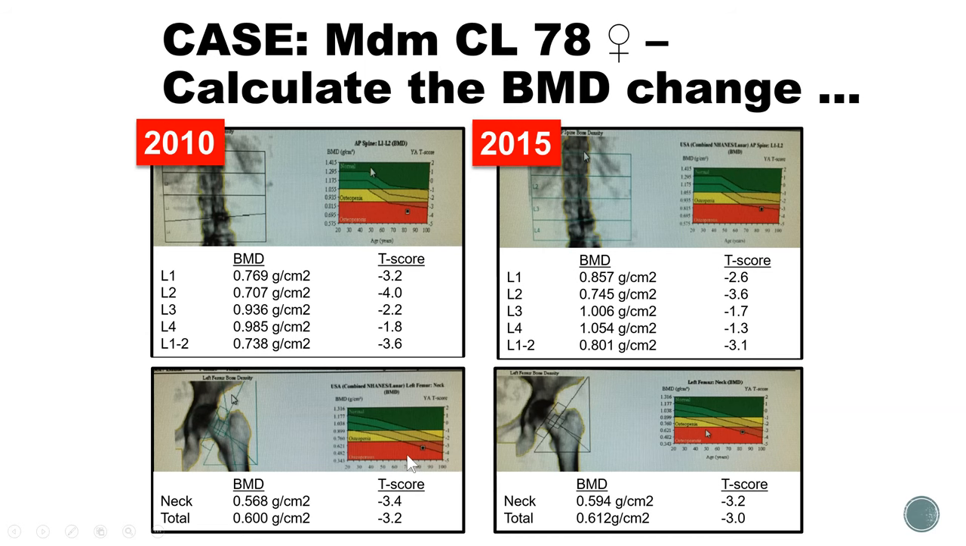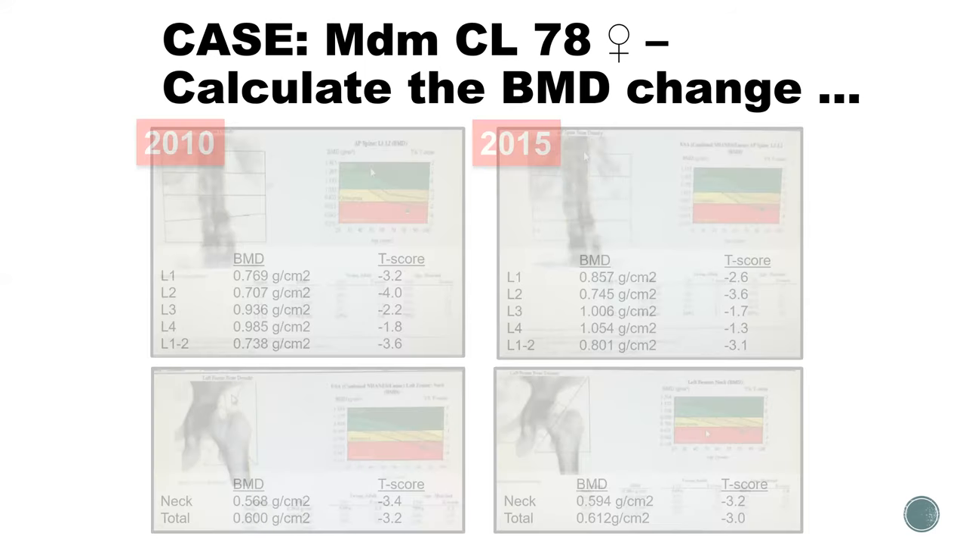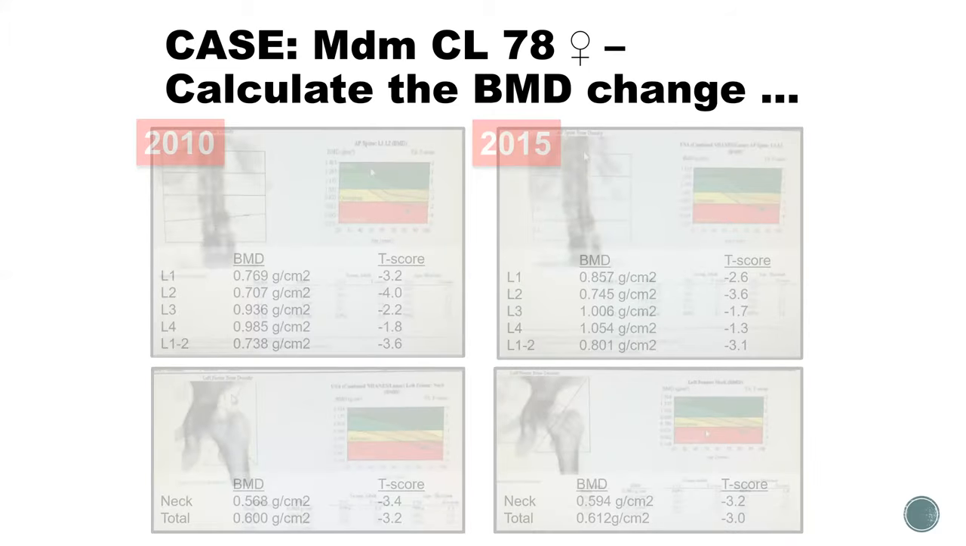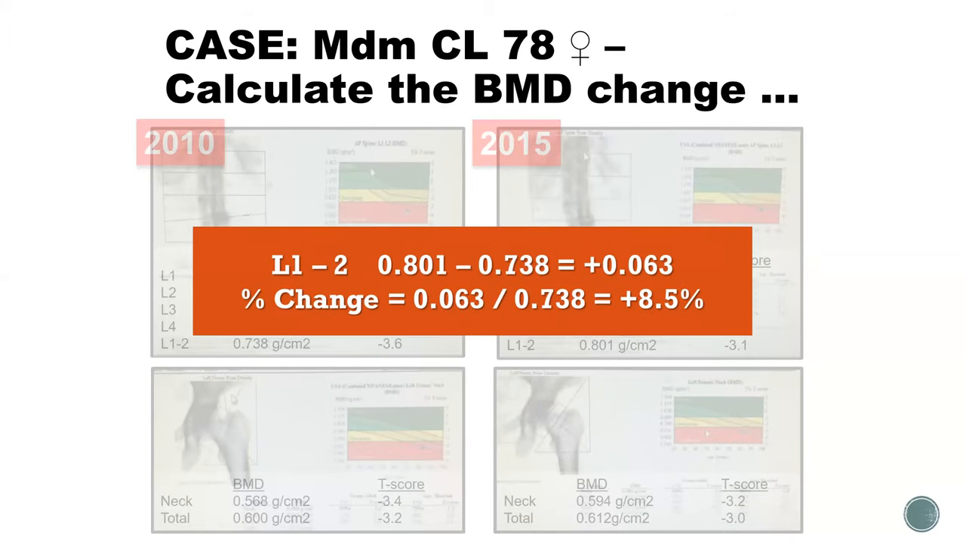Now, how would you calculate the BMD change? So basically, of course, you calculate the new minus the old, and then you percentage change it. Okay, so for the lumbar spine in this particular individual, it went up by about 8.5%. So that's a significant change.